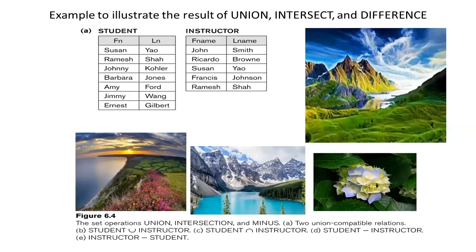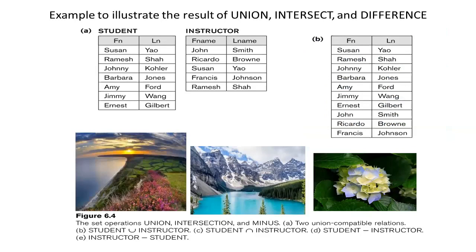After applying union, intersection, and difference, these are the results we are going to discuss. Two relations are given, student and instructor. When you perform the union operation, you can see this is the result. Here the first name and last name of both relations will be joined. You are just combining these two into one single relation that will be stored in fn and ln, so this is actually the union.